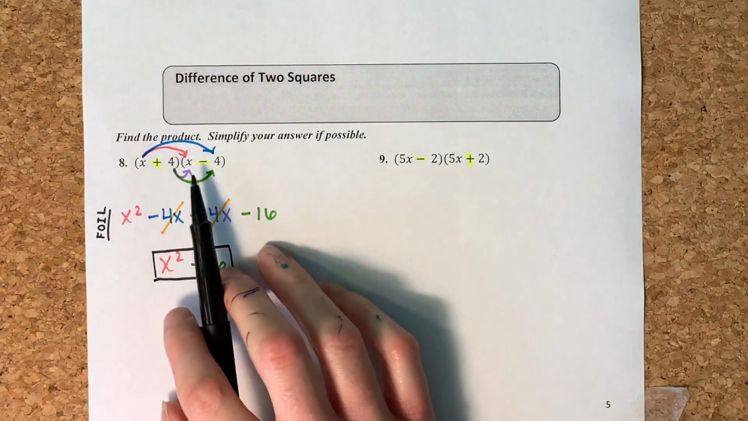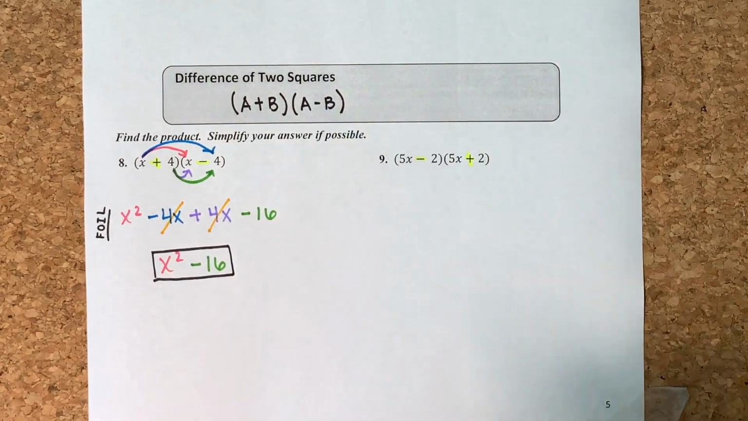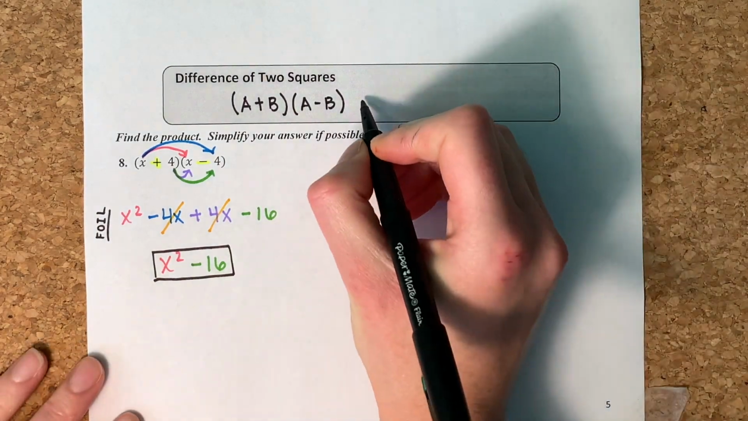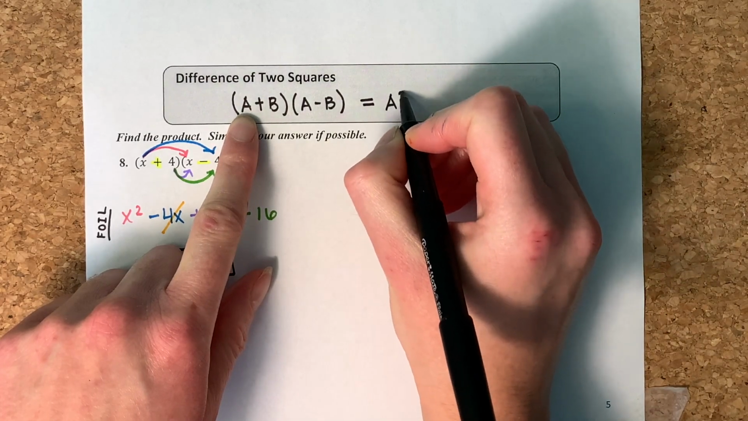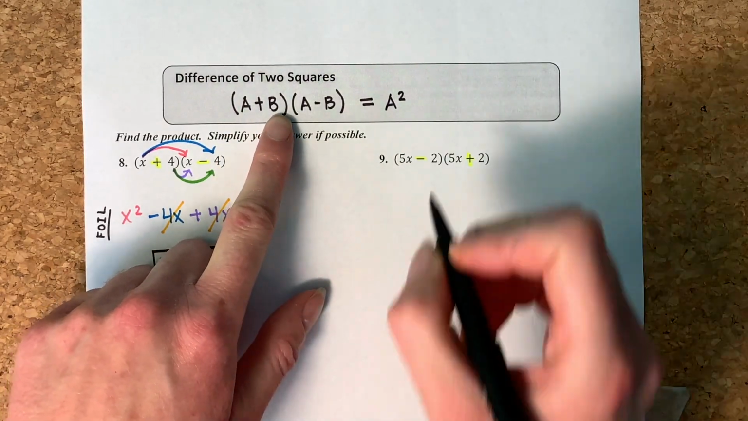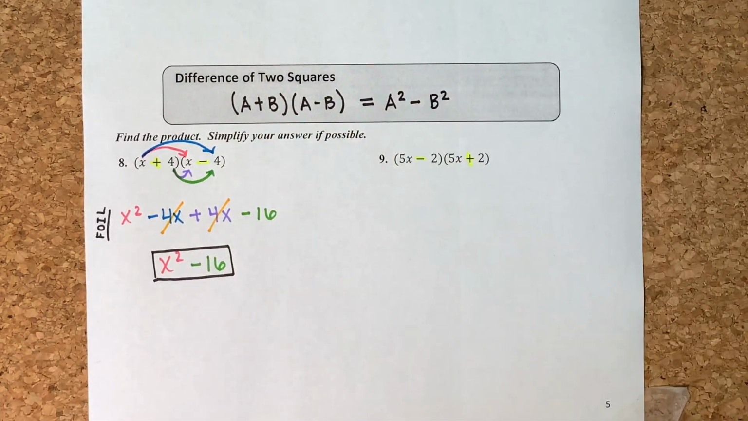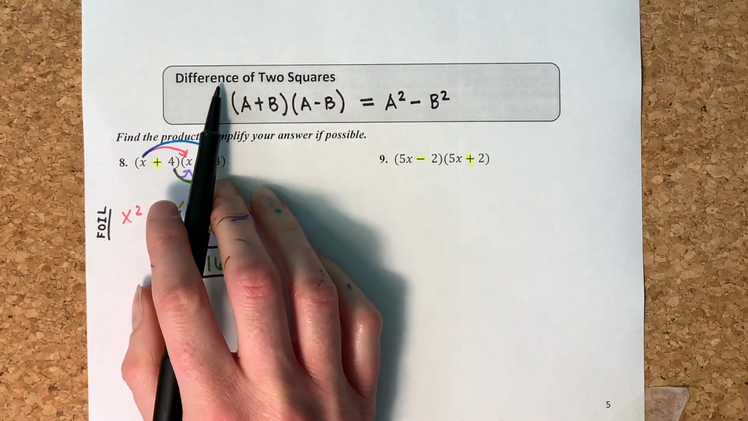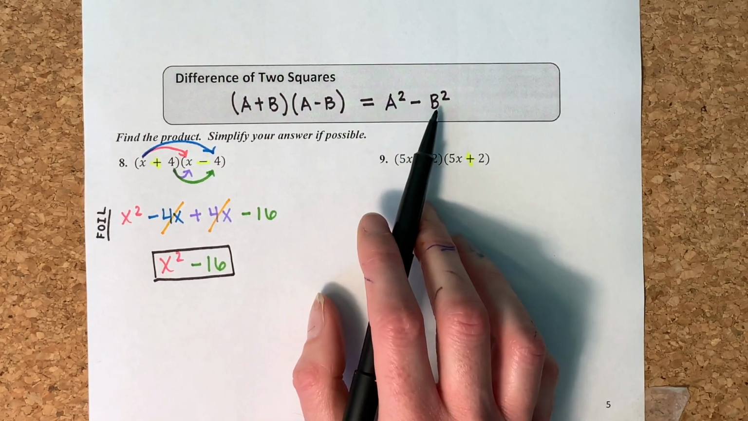But if your binomials look identical, but one has a plus and one has a minus, instead of FOILing, you could use the difference of two squares formula. When you're multiplying two quantities that look identical, but one has a plus and one has a minus, the shortcut is you just need to take this first term and square it to get a squared, and then take this second term and square it to get b squared. And then we always put a subtraction sign in the middle. That's why it's called the difference of two squares formula, because you're taking the difference or subtraction of two squares.